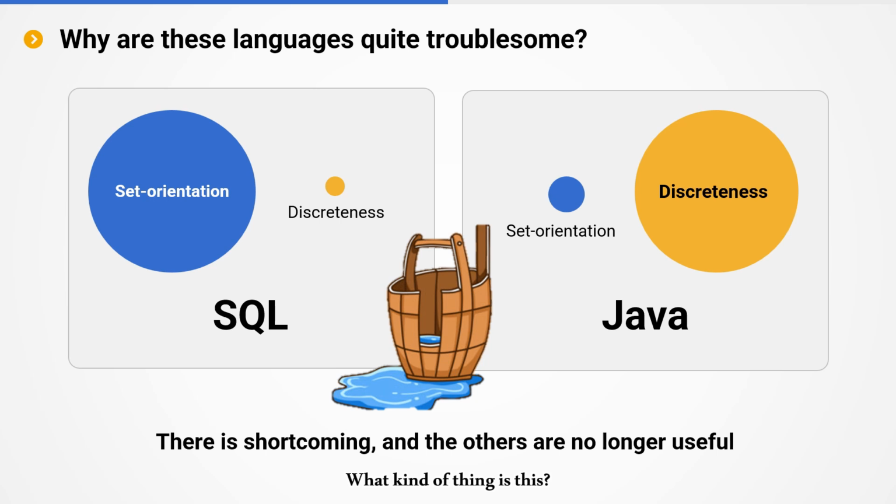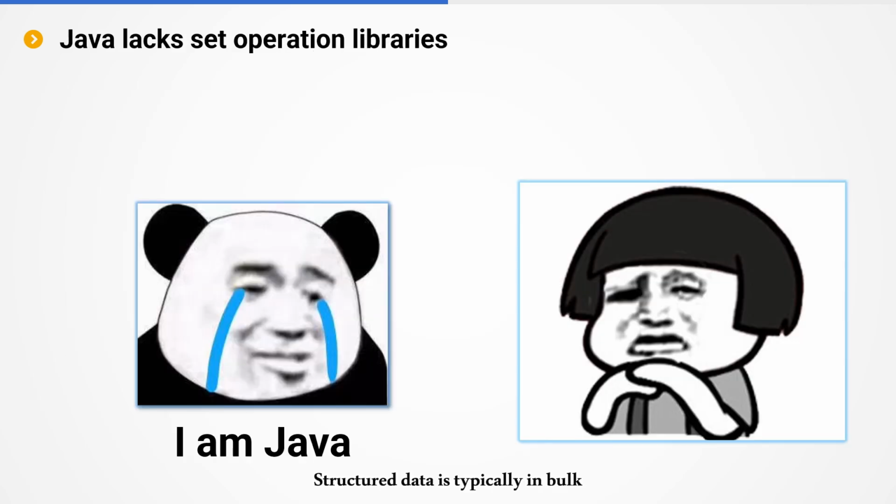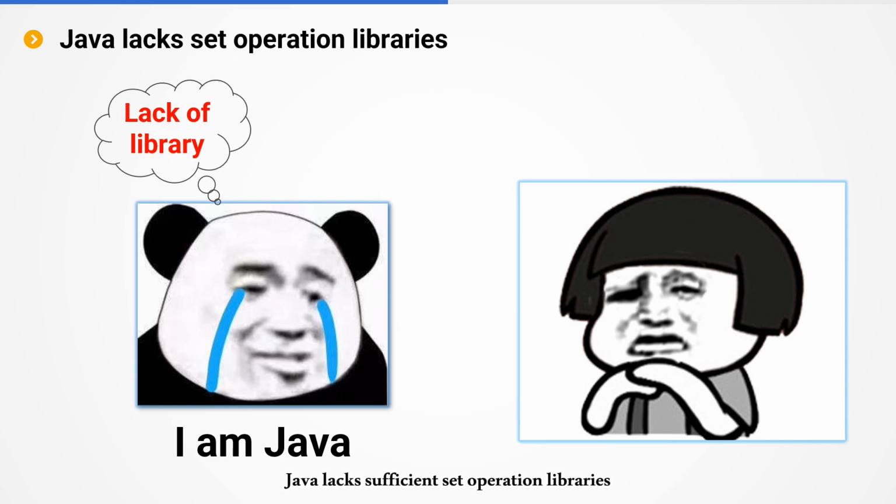What kind of thing is this? Let's explain using Java and SQL, the two languages with exactly opposite styles. Structured data is typically in bulk, meaning it's organized in sets. To facilitate the processing of such data, programming languages need to provide sufficient set computing capabilities. However, Java lacks sufficient set operation libraries, making these calculations cumbersome and often requiring extensive code. In contrast, SQL offers rich set operations, such as where for filtering, group by for grouping, and sum for aggregation, making it much simpler to write.